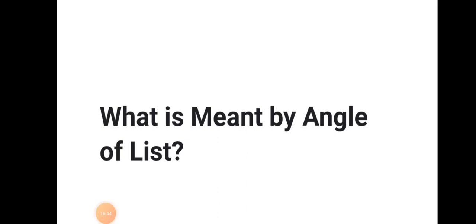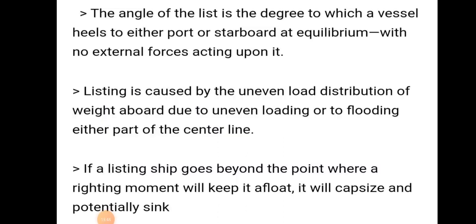Angle of list. Let's discuss the angle of list. Angle of list is the degree to which a vessel heels to either port or starboard at equilibrium with no external force acting on it. Listing is mainly caused by uneven distribution of weight aboard due to uneven loading, or due to flooding on either side of the center line.